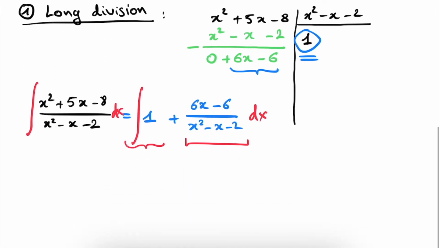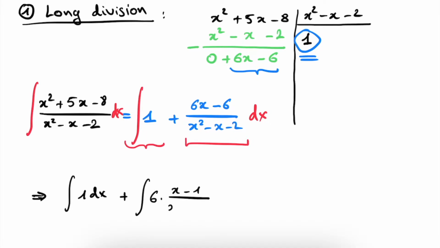So we can rewrite the integral that we have to solve as being the integral of 1 dx, which of course we know is simply x, plus the integral of this fraction, which is 6 times x minus 1 divided by x squared minus x minus 2 dx. And now we see that in the fraction that we're left with, the degree of the numerator, which is 1 in this case, is indeed lower than the degree in the denominator, which is of course 2.